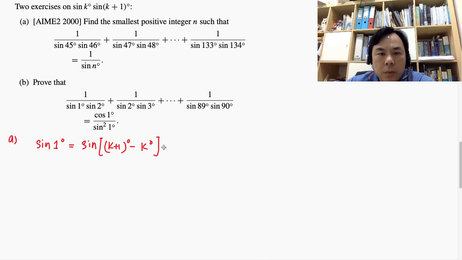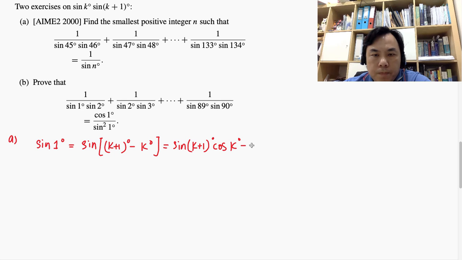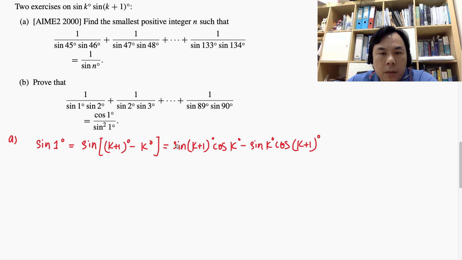Right. So from here we can apply the compound angle identity. So therefore we have cos k here minus sine k cos k plus 1. All right, and then by dividing both sides by sine k and sine k plus 1, so we have this.